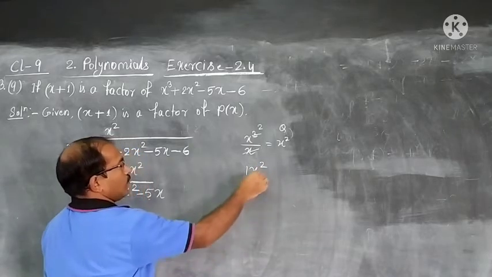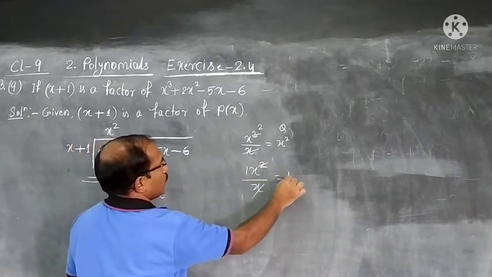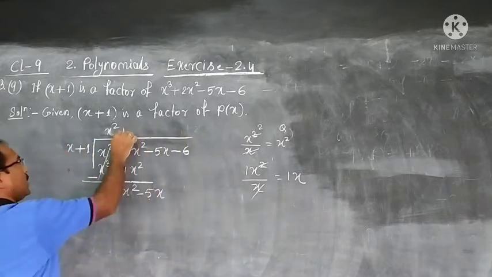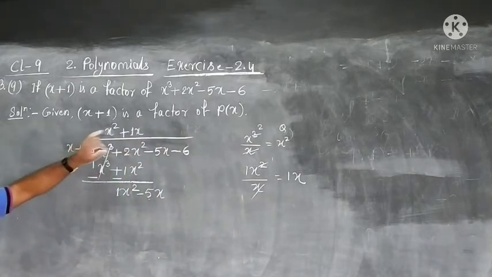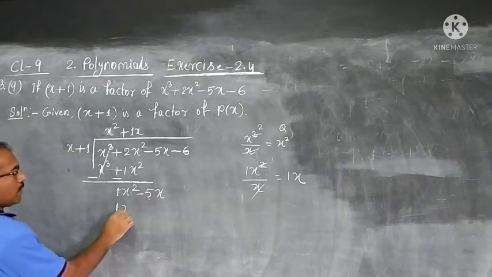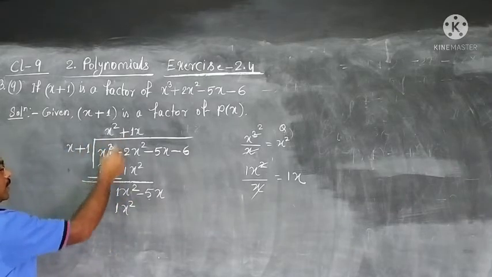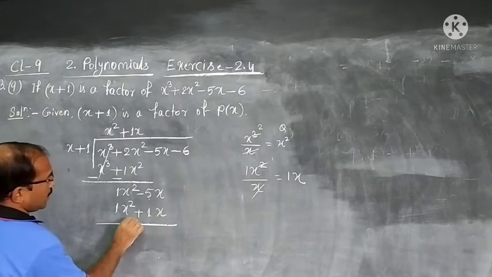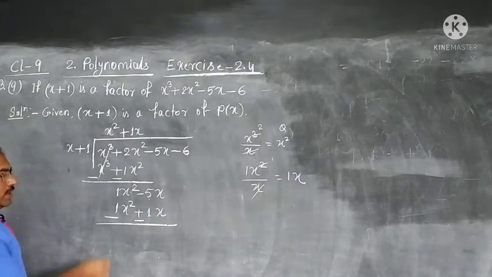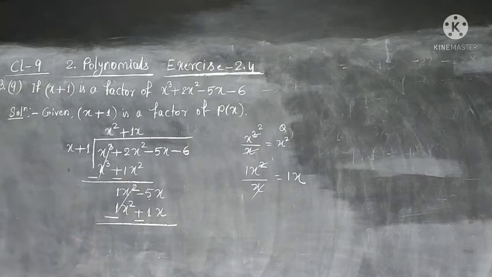So, surely 1x cancels, we get what? 1x, we can write x or 1x, both are the same. Multiply 1x into 1x, 1x square plus 1 into x, it will be minus, this also will be minus. So, 1x square minus 1x square, 0.